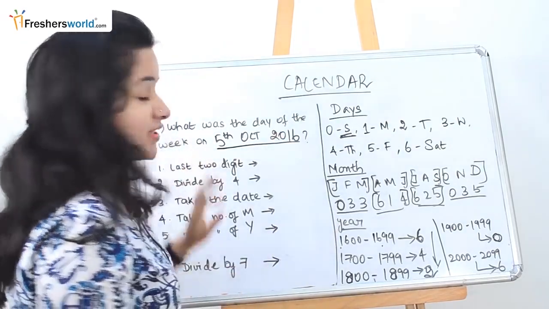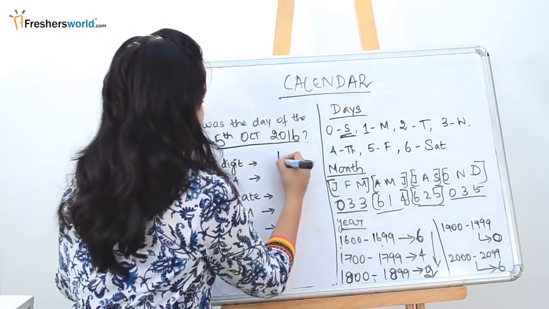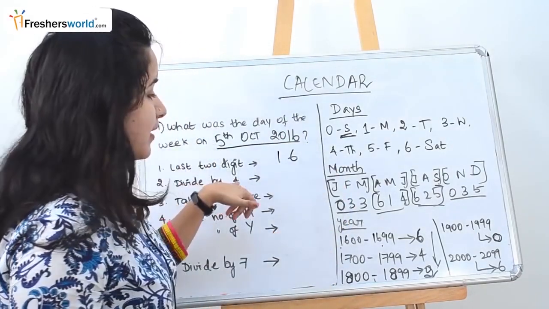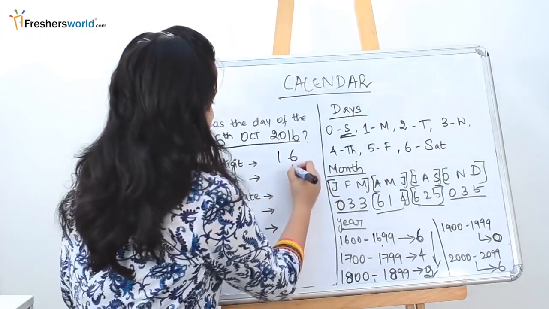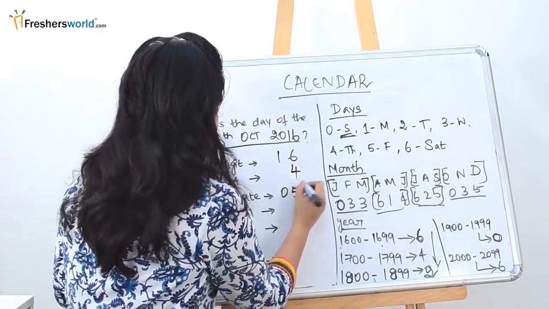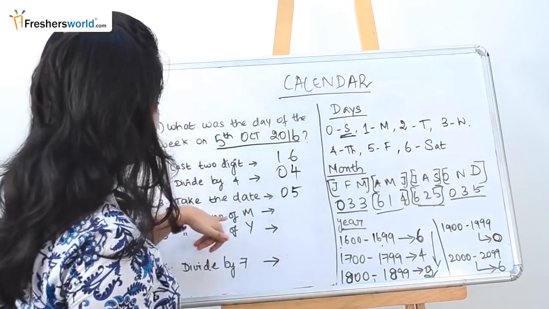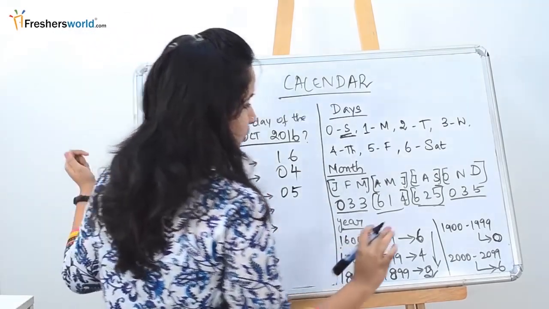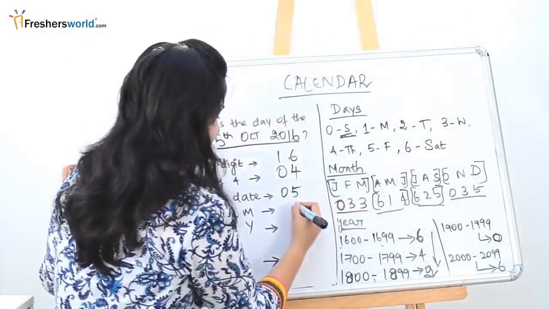So what is the first thing you have to do? Take the last digit, which is nothing but 16, and divide it by 4. You know the quotient will be 4. Next, take the date. The date is nothing but 5th. Next, take the number of the month. October. So what is October? October is again 0 here.